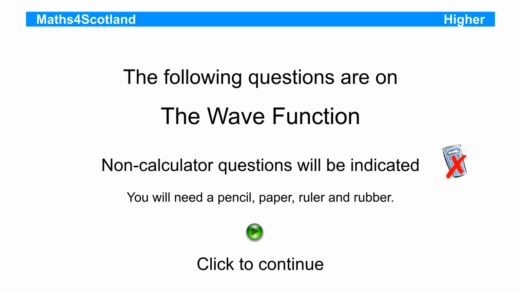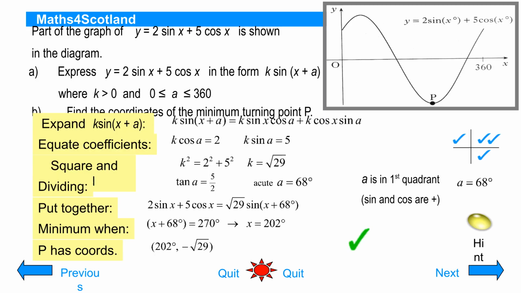Welcome to this video on wave functions. We will work through several exam-style questions to build your confidence, covering techniques for identifying constants and solving trigonometric equations. Let's begin with a question requiring us to express 2 sine x plus 5 cos x in the form k sine of x plus a. We'll expand the expression, equate the coefficients, and solve for k and a. We also need to find the coordinates of the minimum turning point, P.